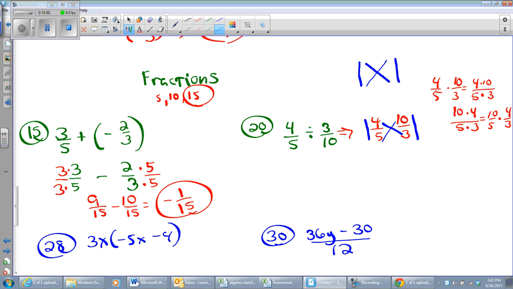And I can think about 10/5 as 5 times 2 over 5. And those 5's would cancel out, turning this part into a 2. 4 times 2 is 8. Denominator 1 times 3, 3. 8/3 is my answer.